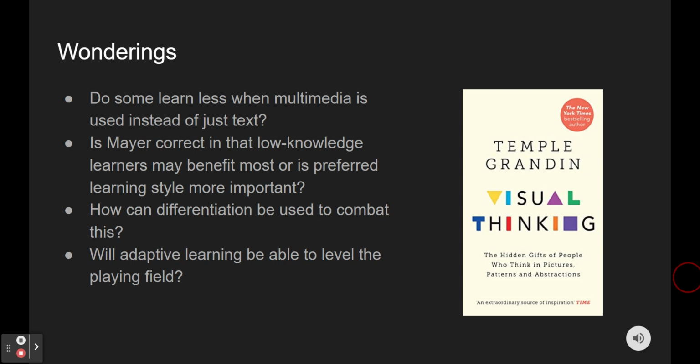Also, is Mayer correct in the statement that low knowledge learners may benefit most? Or is it really just the preferred learning style that is most important? How then can differentiation be used to combat this? Could adaptive learning be the answer, where more images are presented to learners that may benefit from it, or when mastery is not shown?